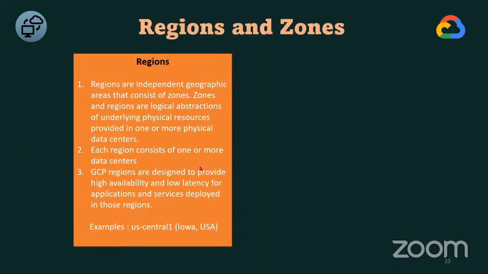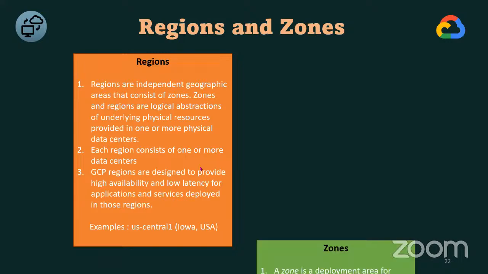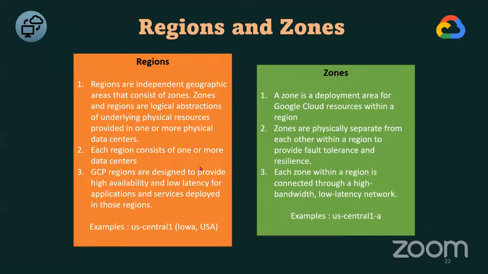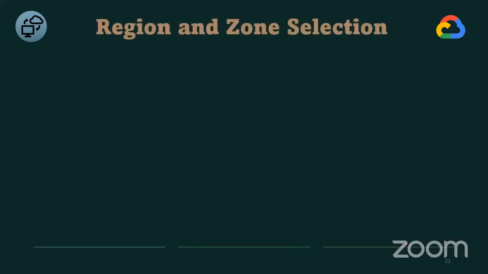What is a region? A region is an independent geographic area inside a location which consists of zones. Similarly, what is a zone? A zone is a deployment area where the Google Cloud resources are there in a region. A zone exists within a region only. Zones are separated from each other, and each zone will have a data center. One example for a region is US Central 1. One example for a zone is US Central 1A. This is where we stopped yesterday, guys.